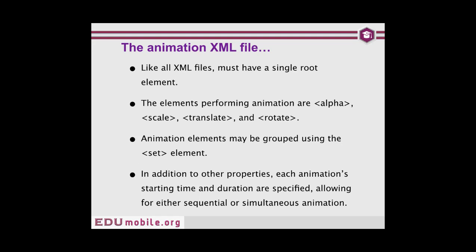Now, the animation XML file, like all XML files, needs to have a single root element. The elements that perform animation are alpha, scale, translate, and rotate, and we can group those up again into sets of animation. Now, we can control the time that an animation starts by using a start offset. We can control the duration. We can use interpolations and so forth. So in addition to other properties, every animation's starting time and duration are specified, which allows for either sequential or simultaneous animation.